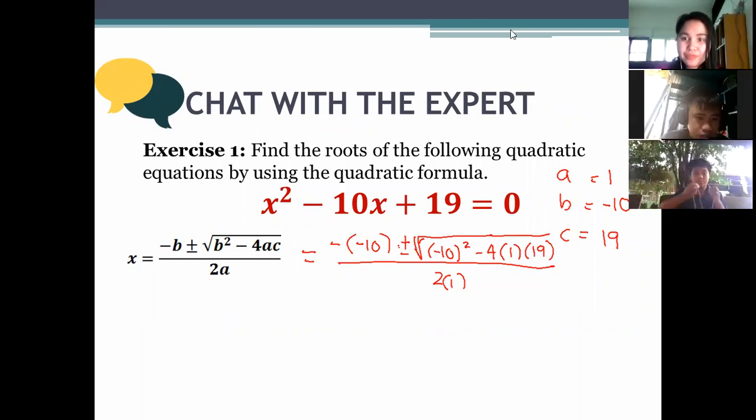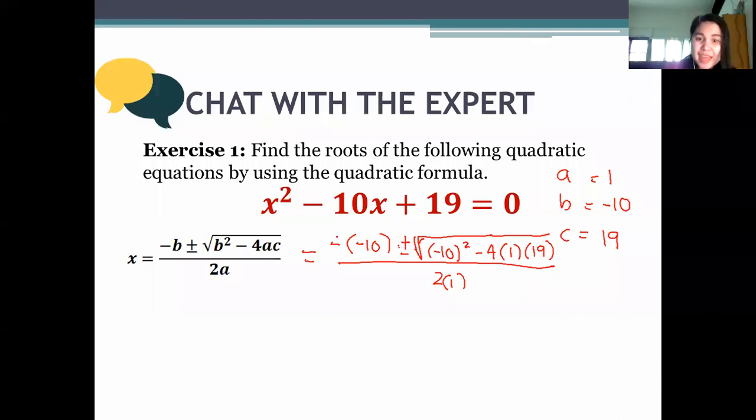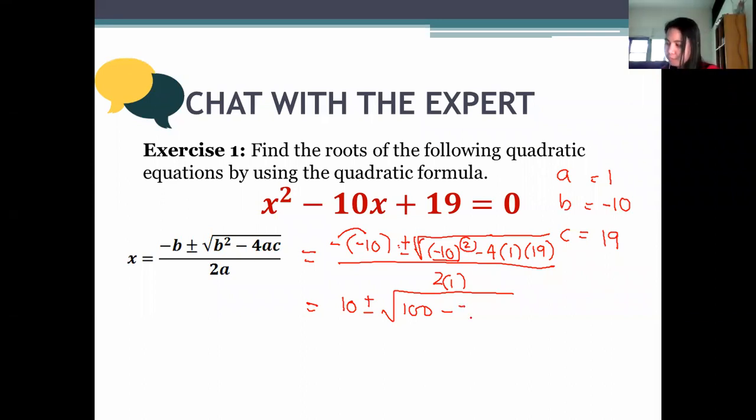Okay, now let's have the negative of negative 10. Remember, if there are two negatives, the answer is positive. So the negative of negative 10 is positive 10. Plus and minus negative 10 squared. When a negative number is raised to an even exponent, the answer is positive. 100 minus 4 times 19 is 76, so 100 minus 76, all over 2.